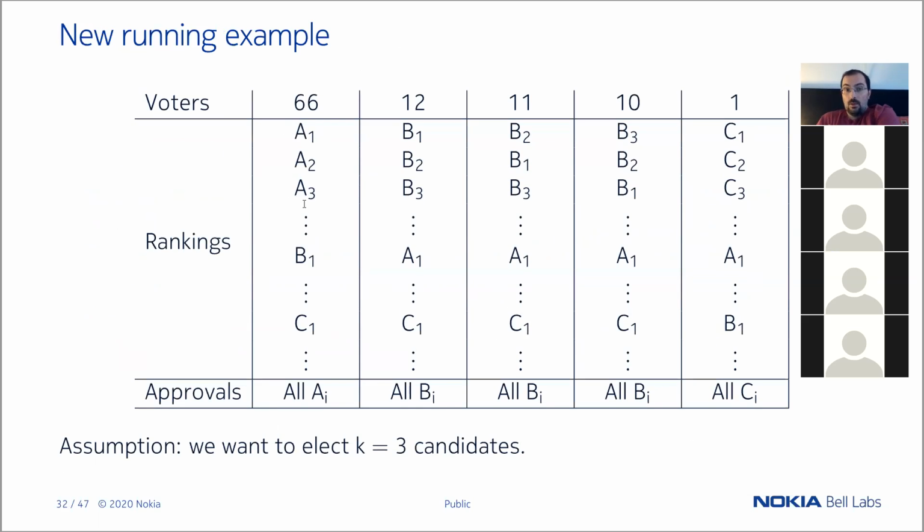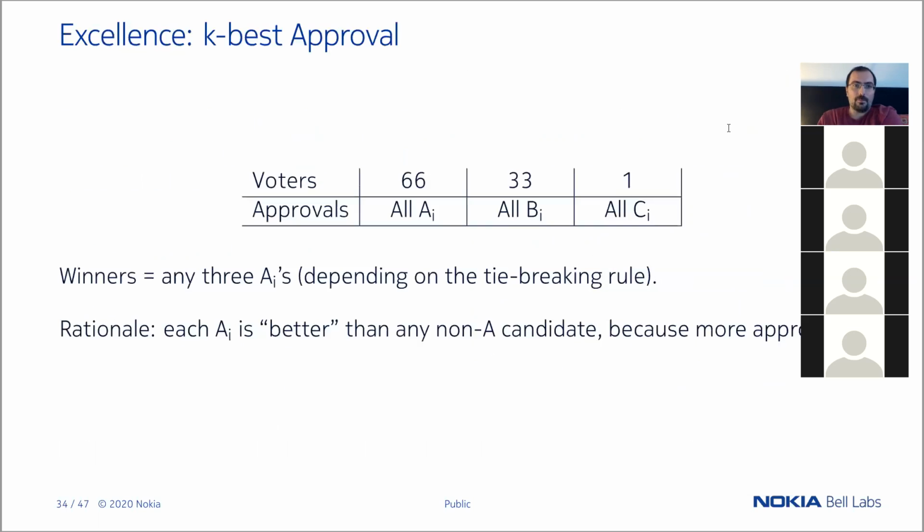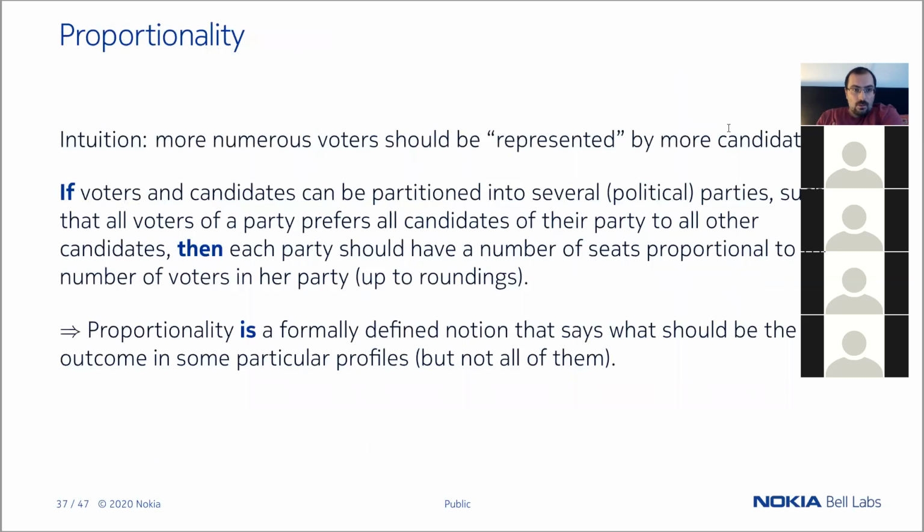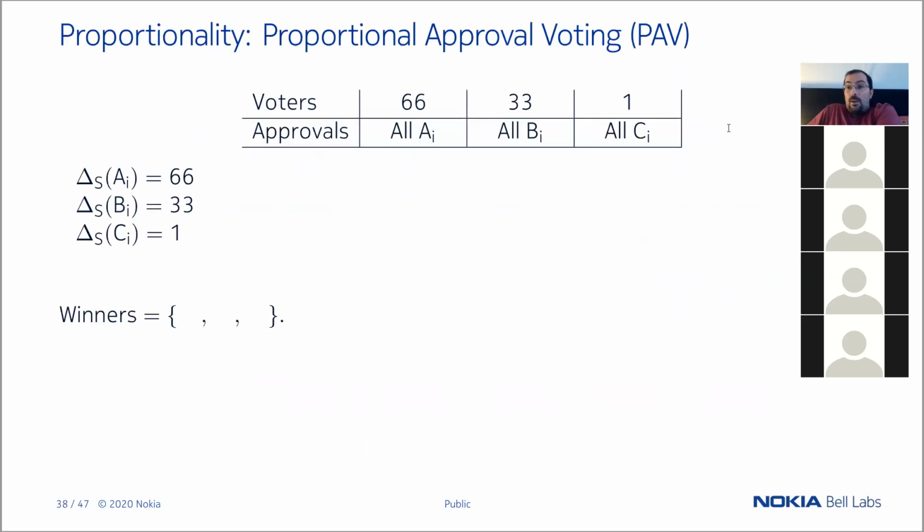Here, all these people are A voters. So they are of party A, if you want. All these guys are of party B, and all these guys are of party C. I named the candidates according to a relevant partition. Okay, so if I test this example with proportional approval voting, we will see that proportional approval voting is indeed proportional, hence the name.